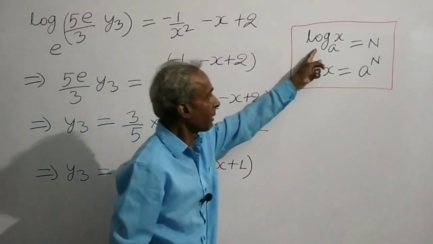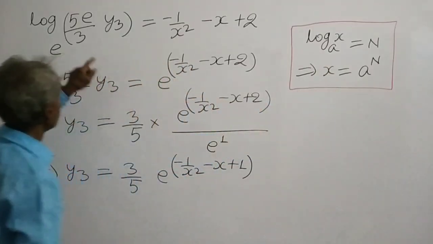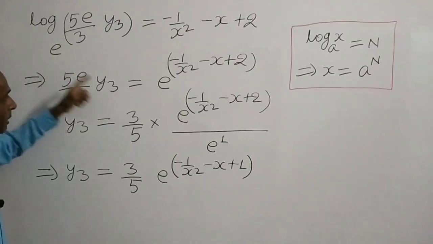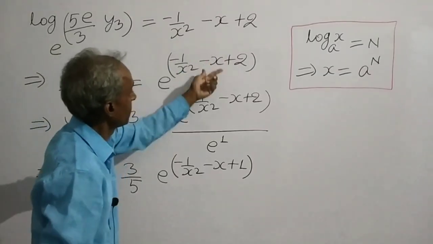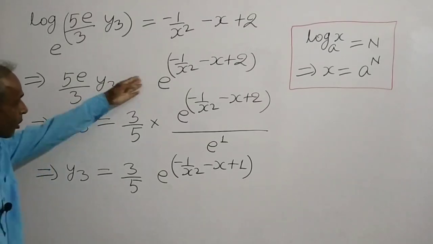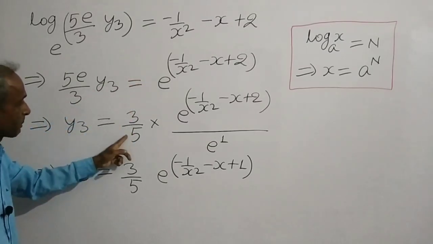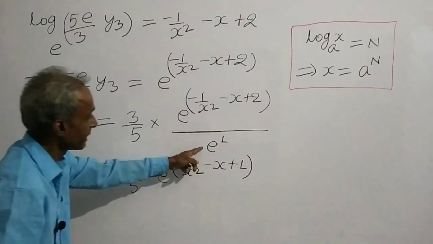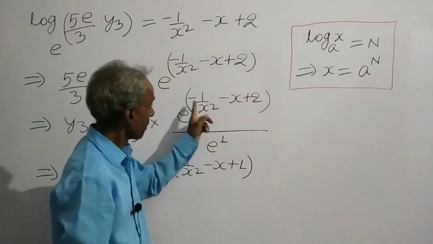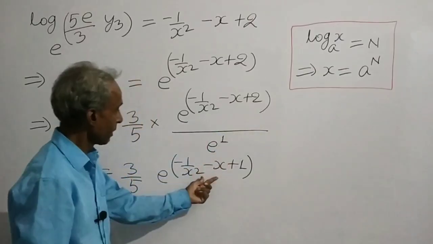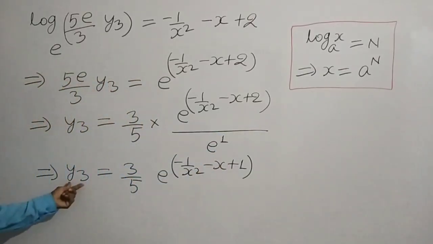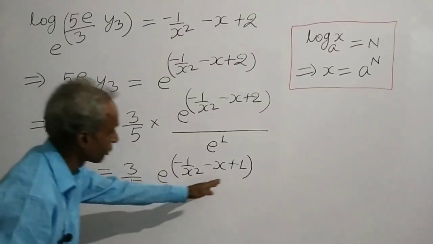Now by applying this formula, we can write 5e by 3 y3 is equal to base to the power this. Shifting 5e by 3 on the right hand side, 3 by 5 here and e here. Subtracting this power 1 from this power, we get e to the power this. Thus we get y3 is equal to this.